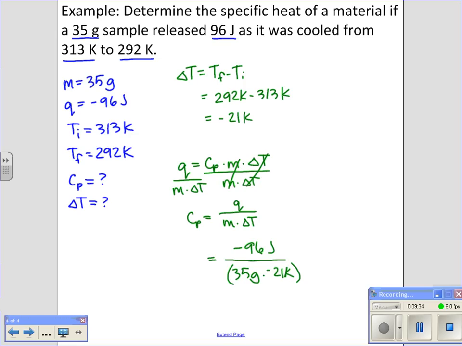Please take the time right now to type this into your calculator and make sure you get the right answer, which is 0.13. I'm carrying two sig digs because all my numbers have two. I always go with the lowest. And units, nothing cancels out. Joules on top divided by grams and Kelvin.